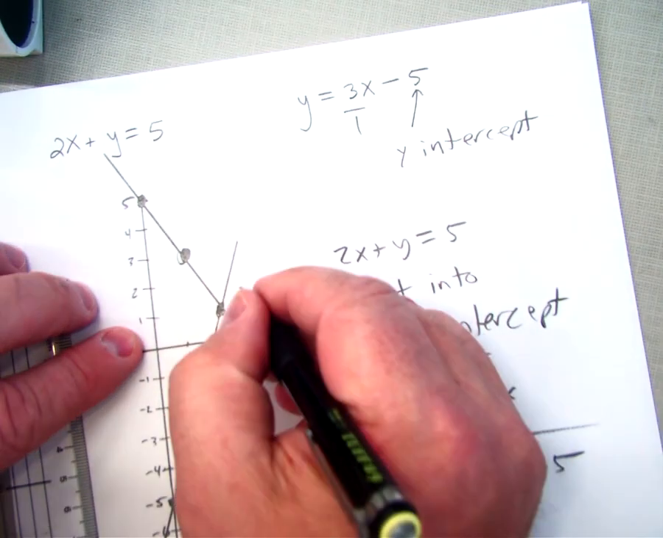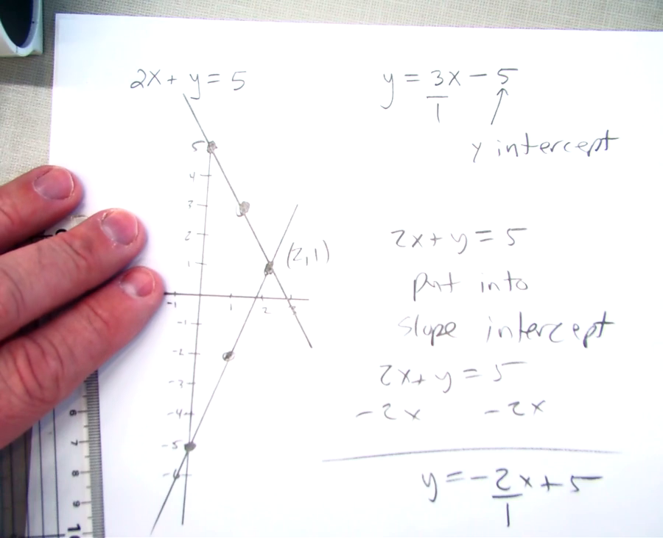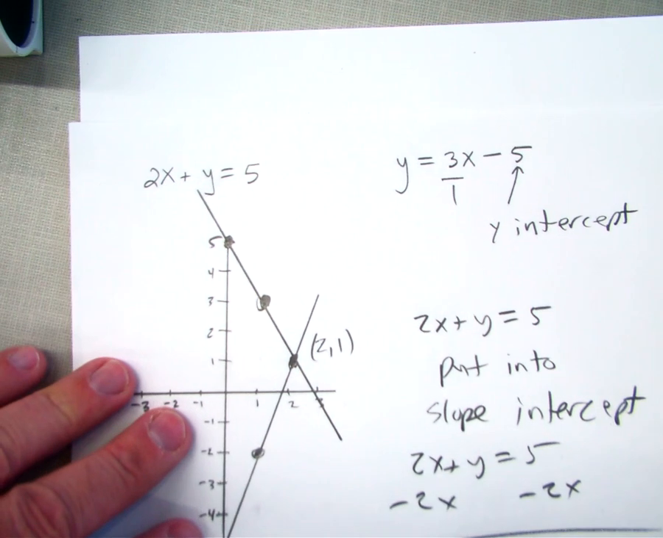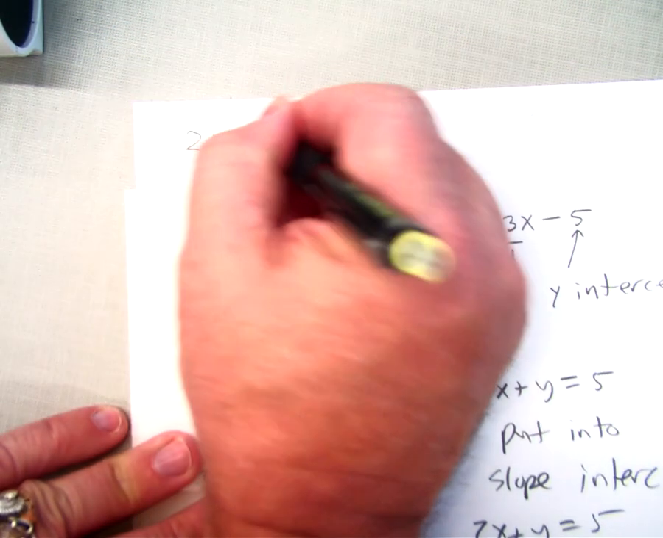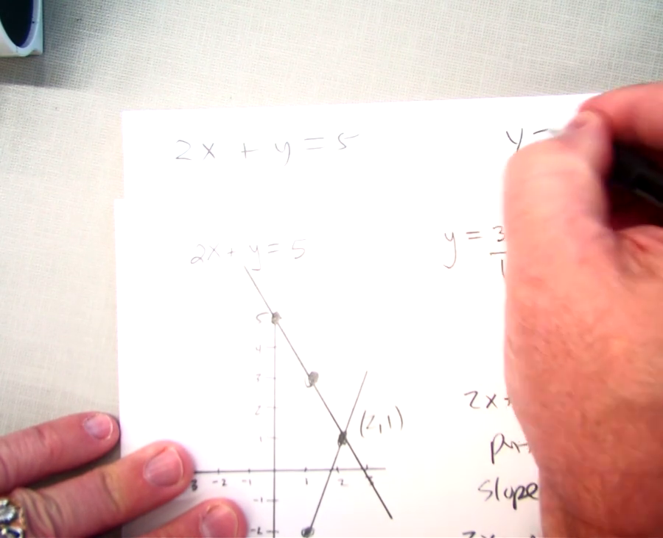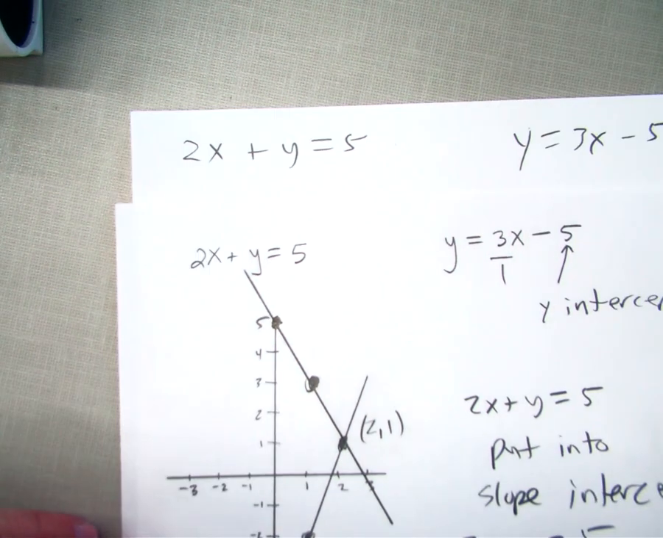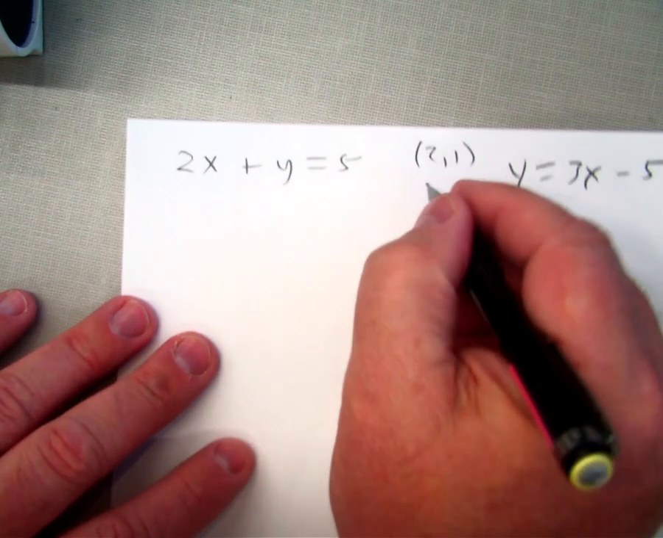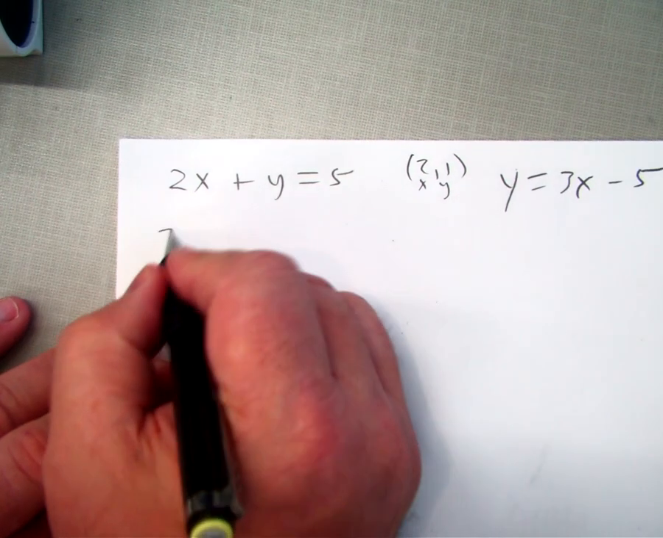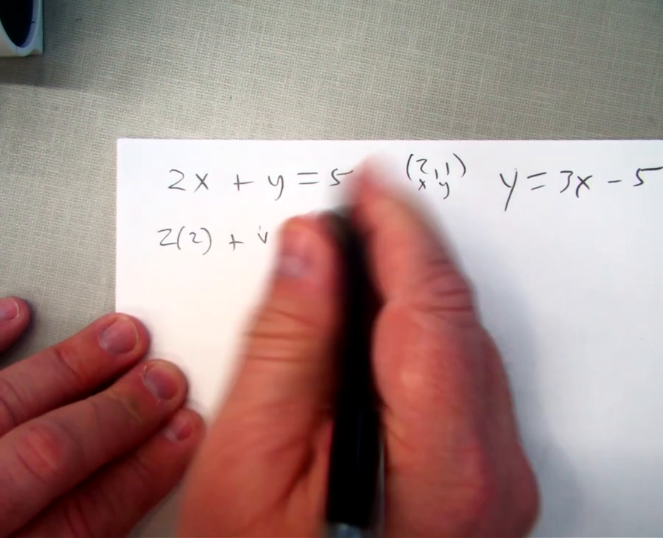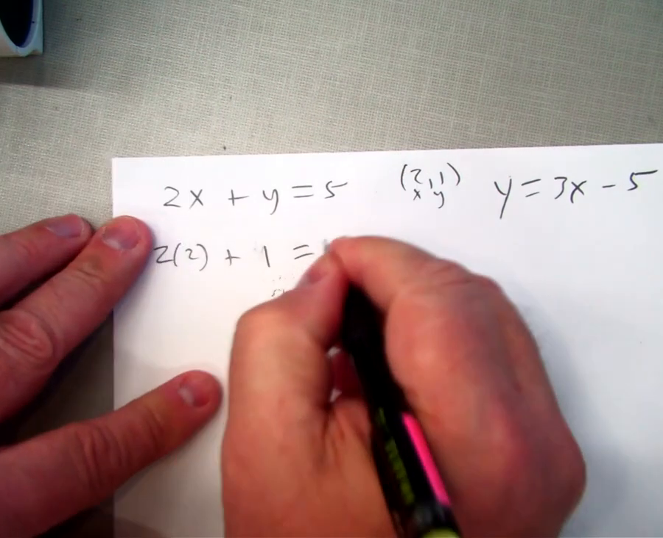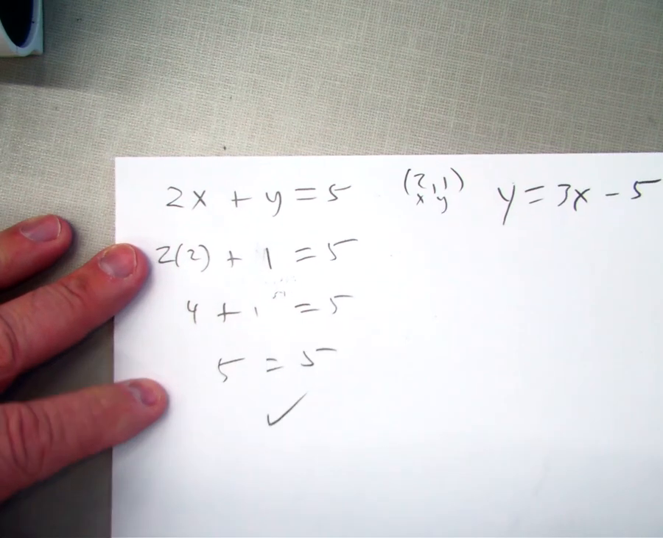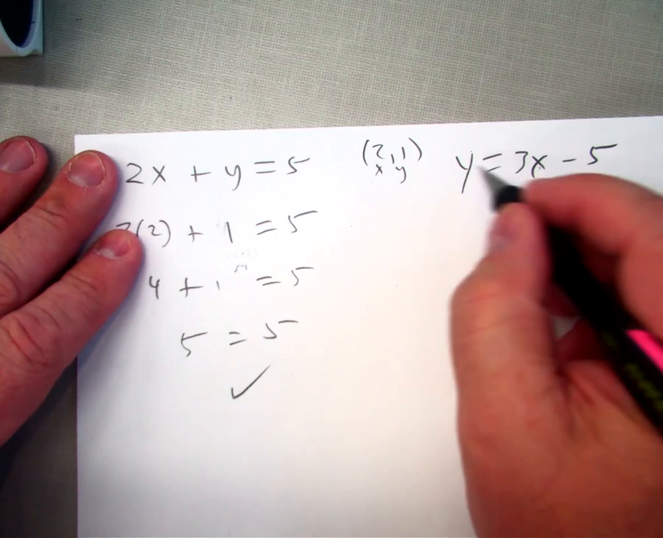This coordinate right here, 2, 1, is where they intersect. That is the solution. I can check that solution by plugging it into both equations. So 2x plus y equals 5 and y equals 3x minus 5. The solution is 2, 1. That means x is 2, y is 1. That gives me 4 plus 1 equals 5, or 5 equals 5. Hey, that checks.